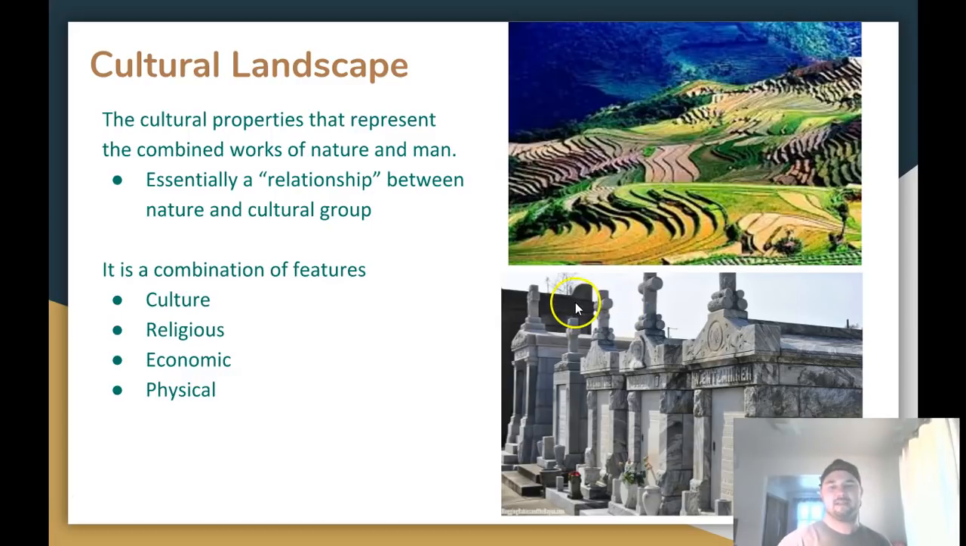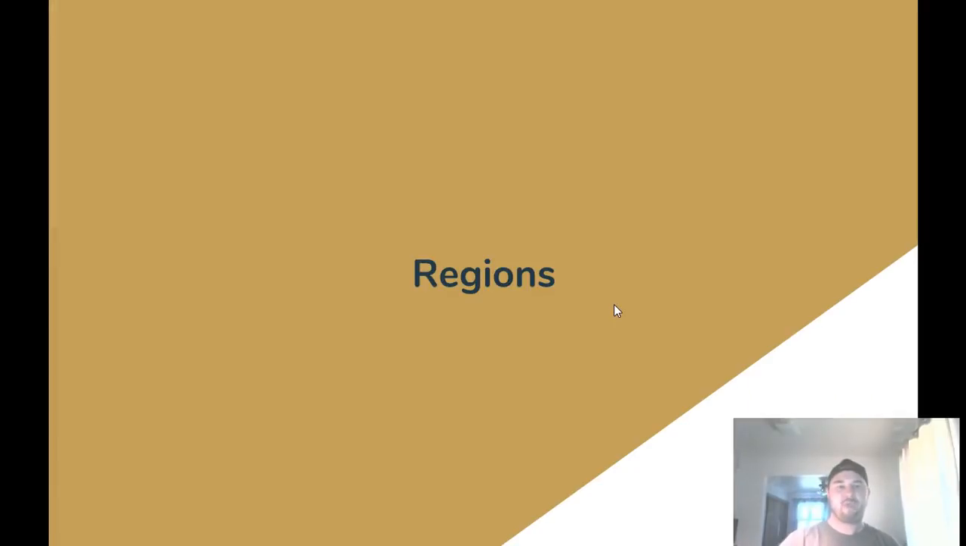Down here you can see the religious cultural influence, and for their culture how they want to take care of the people that pass away. They don't want to cremate them, they want to bury them, but they're having flooding issues in New Orleans all the time, so they bury them above ground. But you can see the religious influence on that cultural landscape as well.